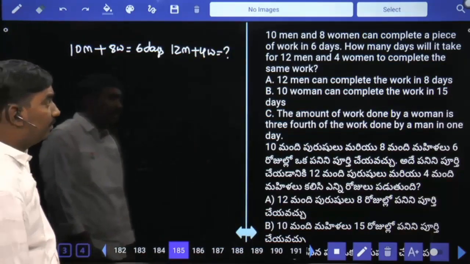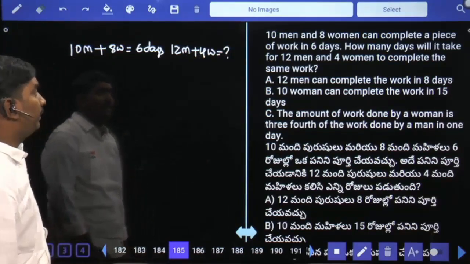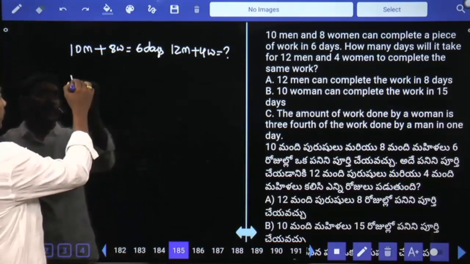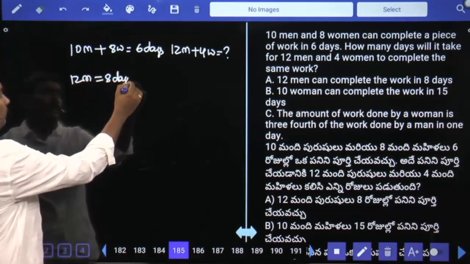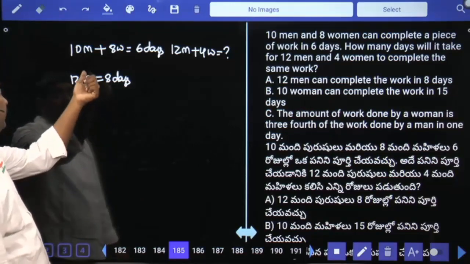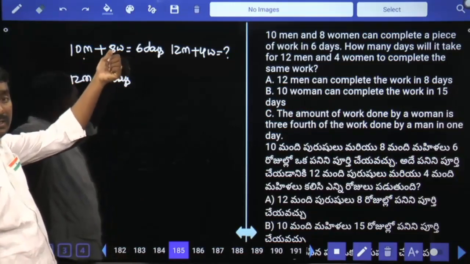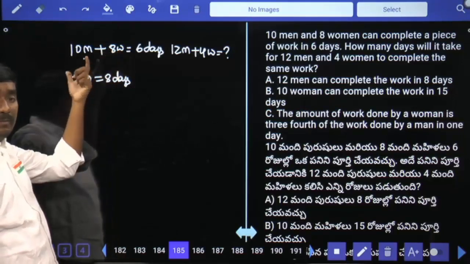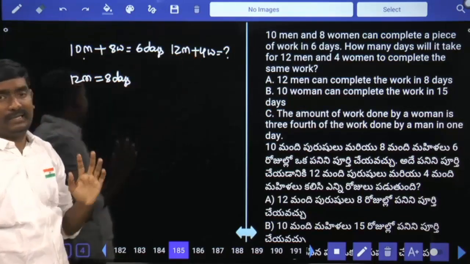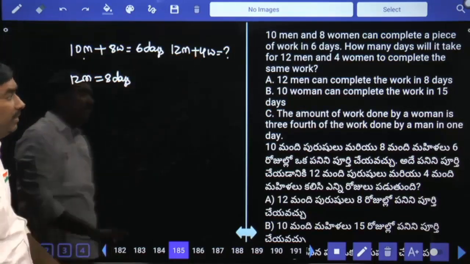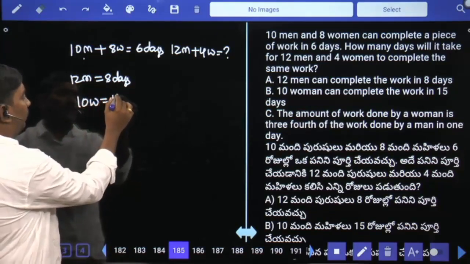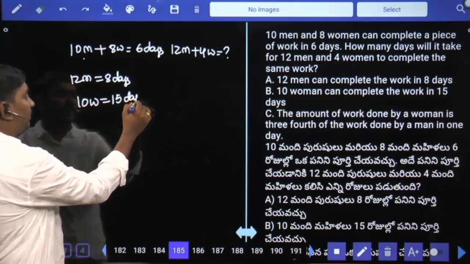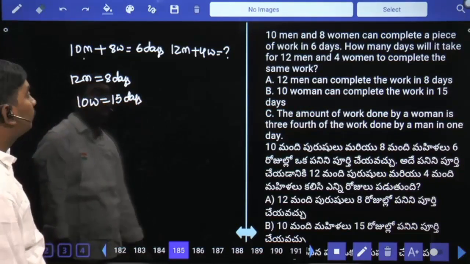First statement: 12 men can complete the work in 8 days. Men data they have given. If you substitute this men data here, you can find the women data also. By knowing men data and women data, you will get the answer. So first statement we can say the answer. Second statement: 10 women can do the work in 15 days. Second statement also we can say the answer.